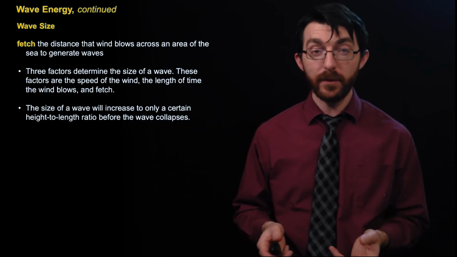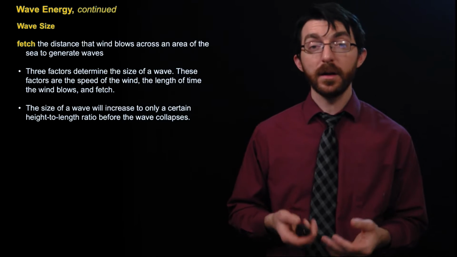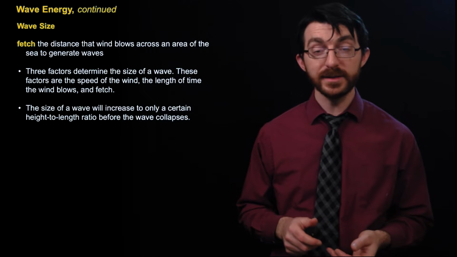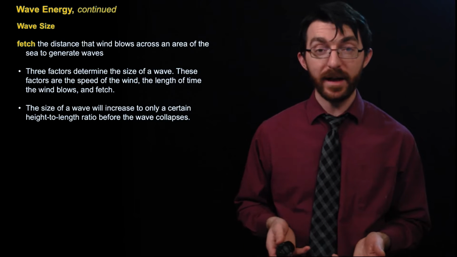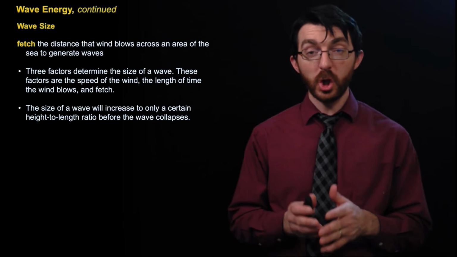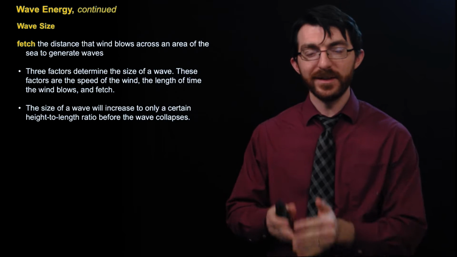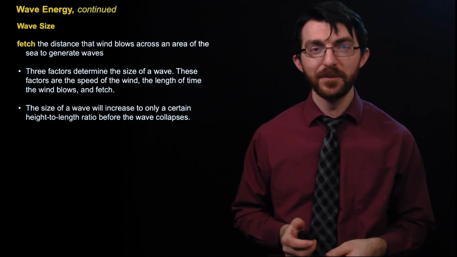So the size of a wave will increase to only a certain height to length ratio before the wave collapses. Obviously, water is a liquid. You can't build a big wave out of it. There has to be some sort of balance between how long it is and how tall it is. You can't have like skyscraper waves. That doesn't make any sense. They need to be more spread out.